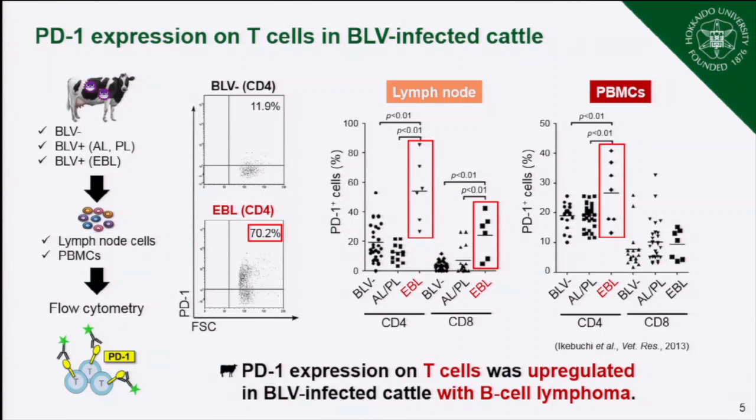And in total, we found that PD-1 expression on CD4 positive and CD8 positive T cells from lymph node, and also CD4 positive T cells from the blood, was upregulated in BLV-infected cattle with lymphoma.